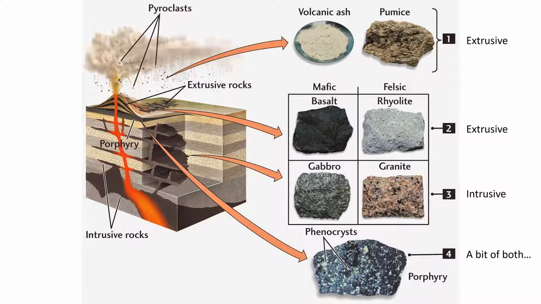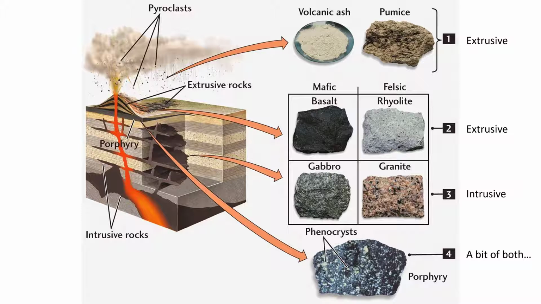To start off, we've got at the top here volcanic ash and pumice, examples of extrusive rocks. In the middle section of this slide, we have them divided by mafic rocks and felsic rocks. So mafic being dark colored and felsic being light colored. And on the mafic side for extrusive, we have basalts, and the intrusive corresponding rock is gabbro. Basalt and gabbro are similar in their chemical compositions, but different in grain size because of their environment of formation.